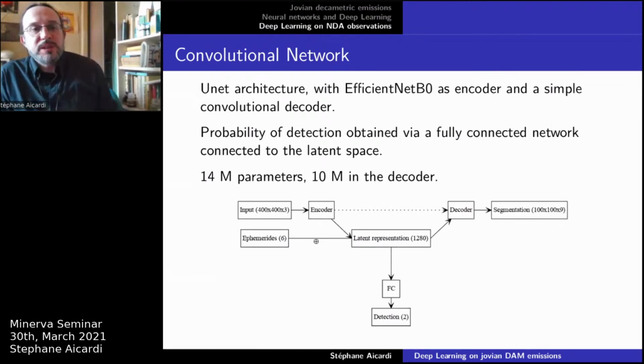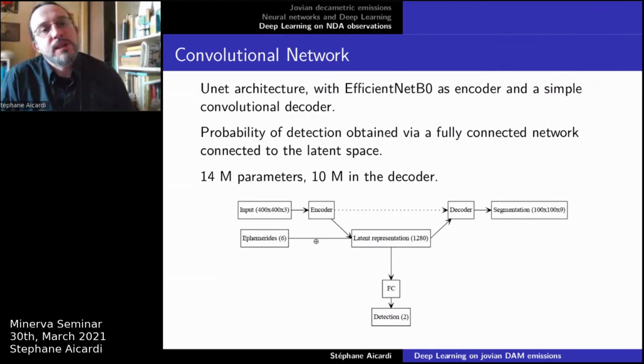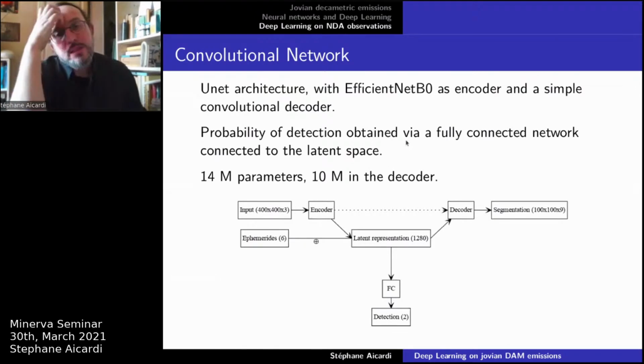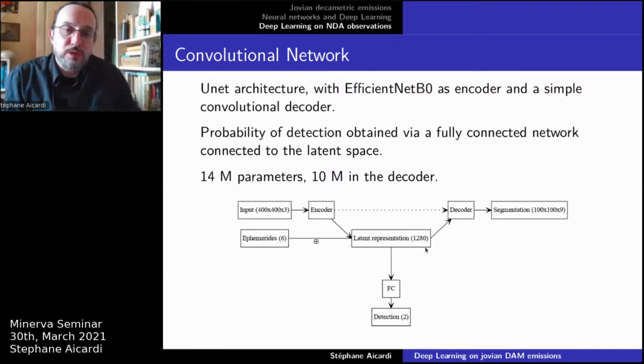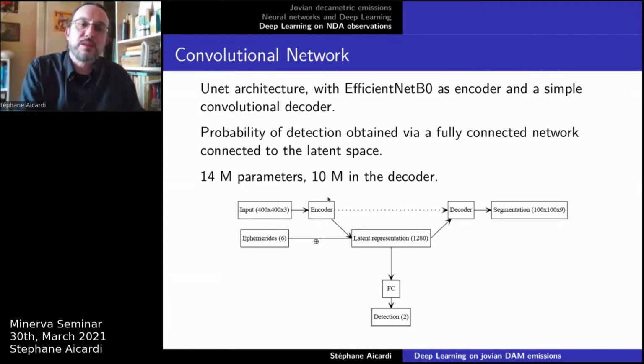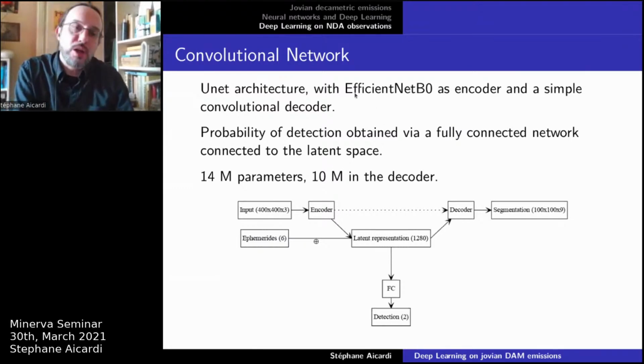Now, how do I treat them? Well, I use essentially a unit architecture. I use EfficientNet trained with ImageNet as an encoder, and I use a simple convolutional decoder. So here is my input that goes into the encoder. I obtain a latent representation from EfficientNet. I add the ephemerides at this stage.